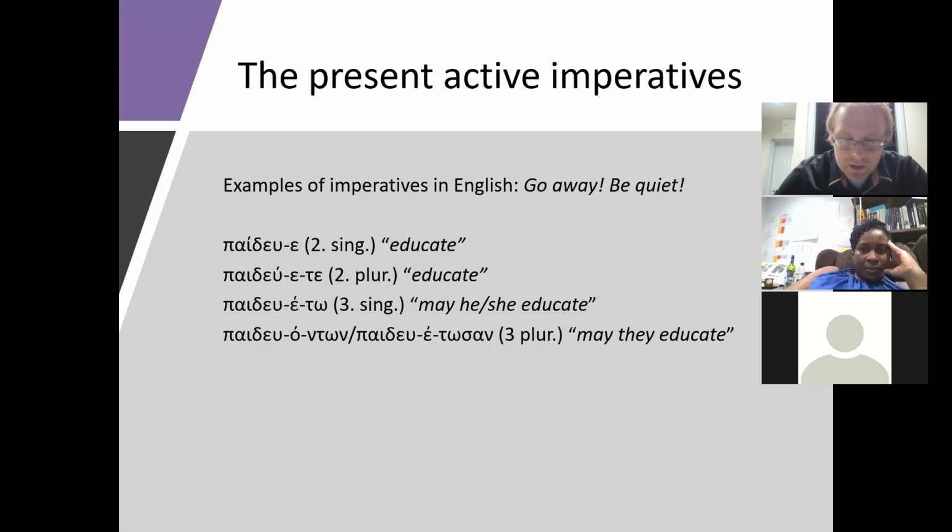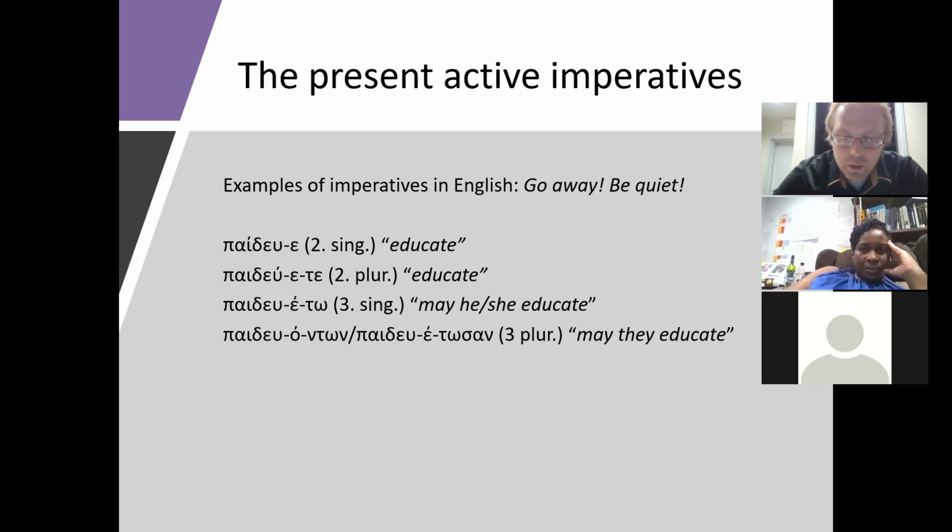Okay, let us turn then to our first imperatives. Imperatives are the verb forms which are used to express a command. Some examples of imperatives in English are be quiet and go away. In Greek, imperative forms occur in the second and third person singular, as well as in the second and third person plural. As an example, we can again take our paradigmatic verb paideuo.